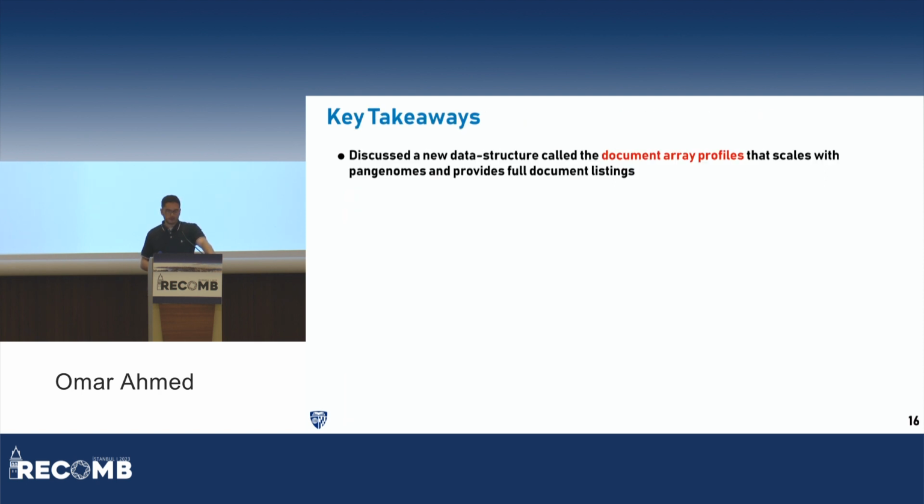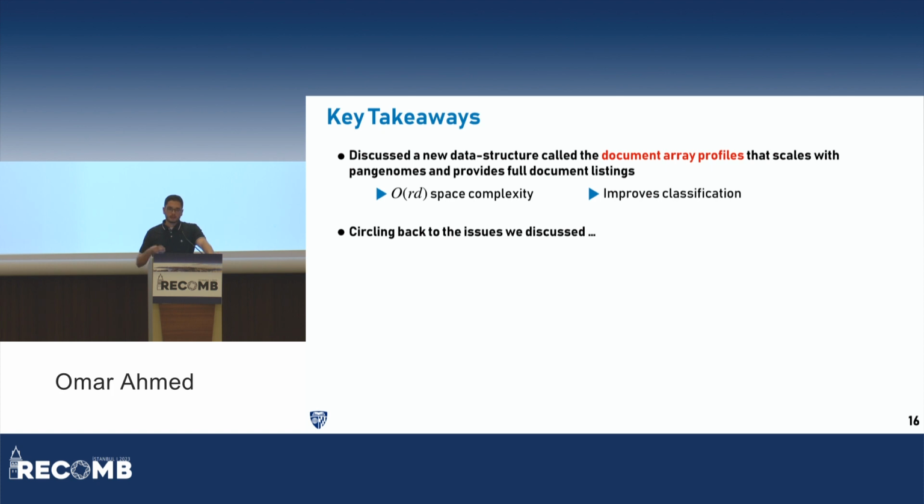So in terms of key takeaways, we talked about this new data structure called the document array profiles that scales well with pangenomes and allows you to get full document listings for substrings. Right now, it has a space complexity of R times D. If we circle back to those issues we talked about in the first slide, we talked about this problem of indexes scaling linearly for pangenomes, which is problematic due to their size. The document array provides a sublinear option that could sit alongside a run length encoded BWT for doing things like classification against pangenomes.